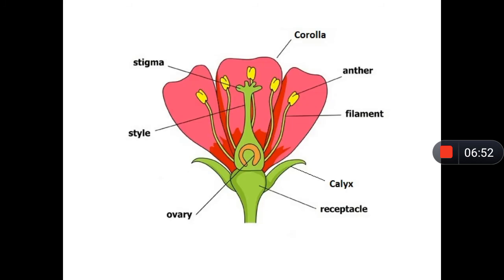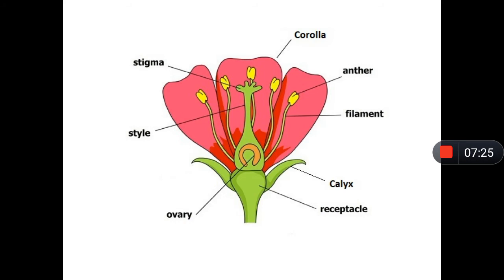Here is the very beautiful picture of the simple flower. This is the longitudinal section, or we can say vertical section, of the flower. Here the receptacle is very clear. It is nothing but the extension of the aerial branch of plant. Then there is the swollen part. That swollen part is called thalamus or receptacle.